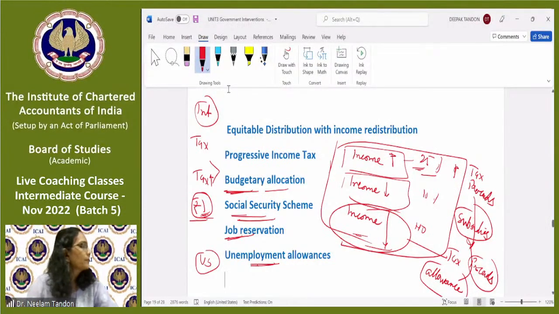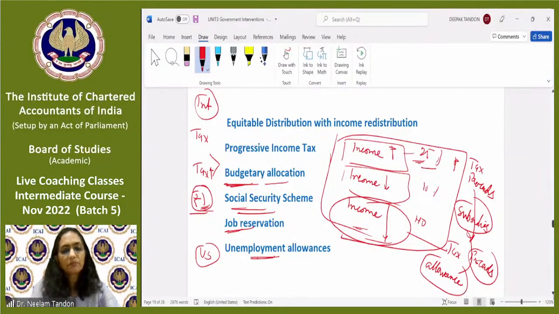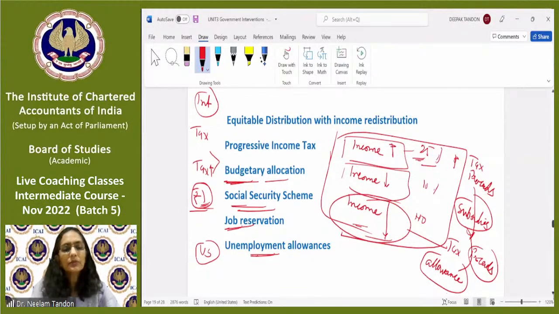Okay. Absolutely, absolutely. Bilkul, RTI can be one. Okay, so that's it for this.